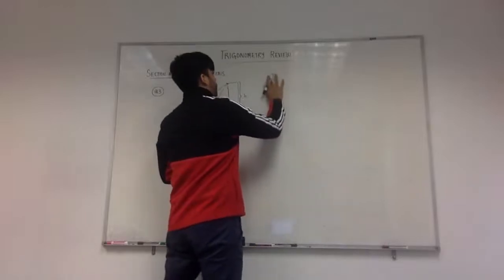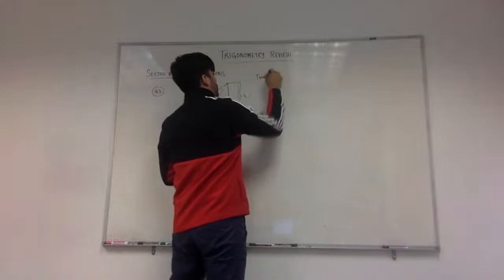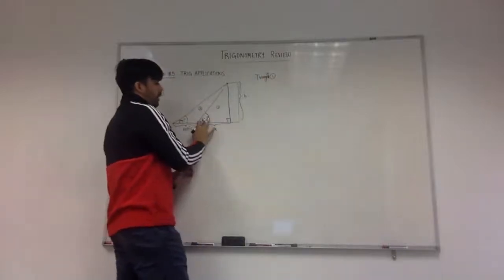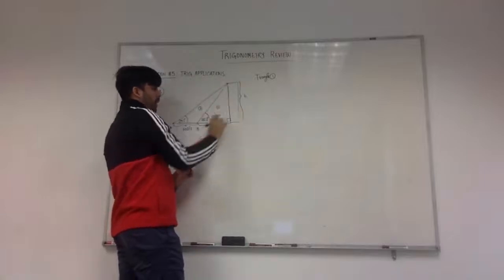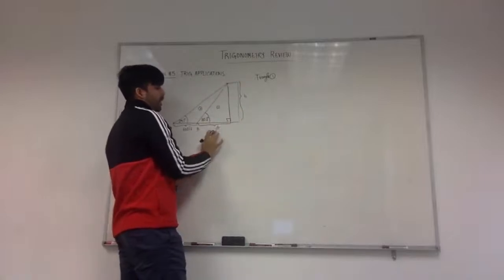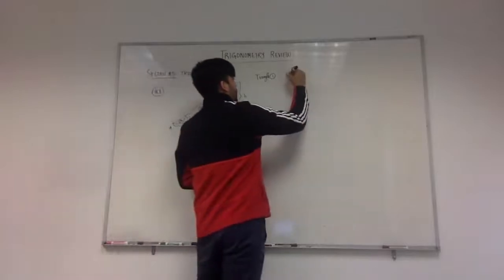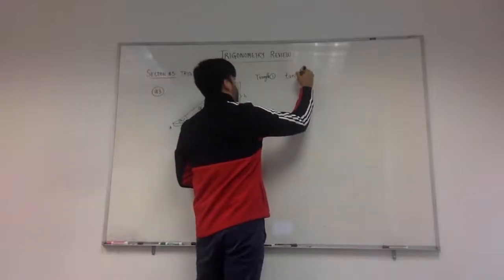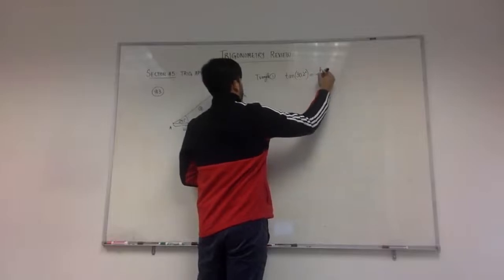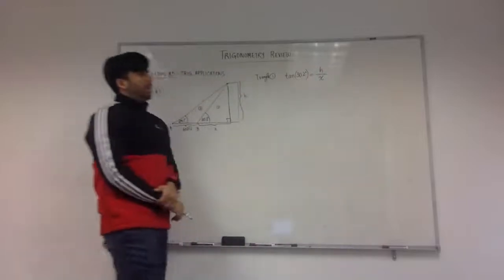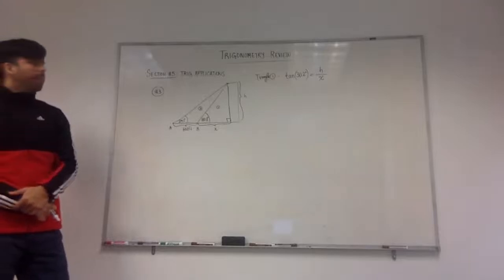So triangle 1. In triangle 1, I should just write it up. Triangle 1. What do I know? I know that the angle is 30.2. The opposite side is the height, and the adjacent side is this x. So tangent of 30.2 degrees equals h over x. So I know that's true, 100%.